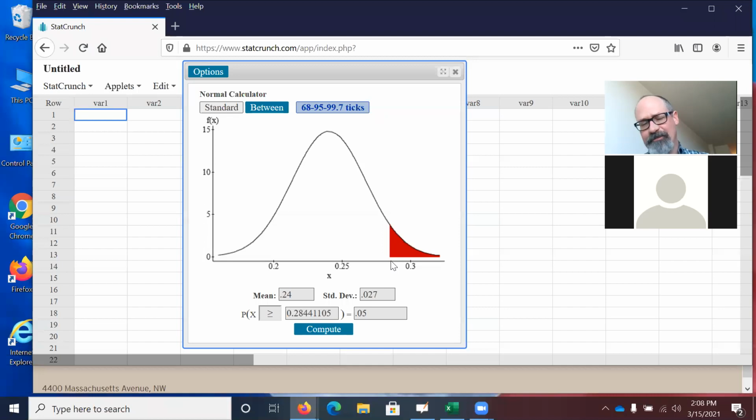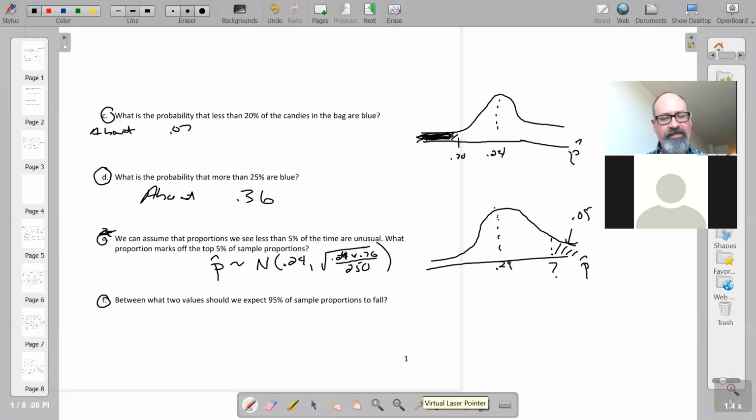So what you're saying is that for the proportion equal to about 0.285, let's say, 5% of the sample proportions are larger than that when you consider the value of the sample proportion ranging across all possible bags of M&Ms. So you can report that it should be about 0.284. To the right of 0.284, that's the upper 5%.